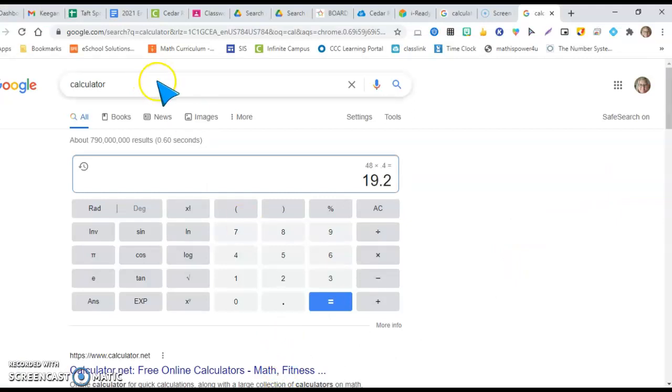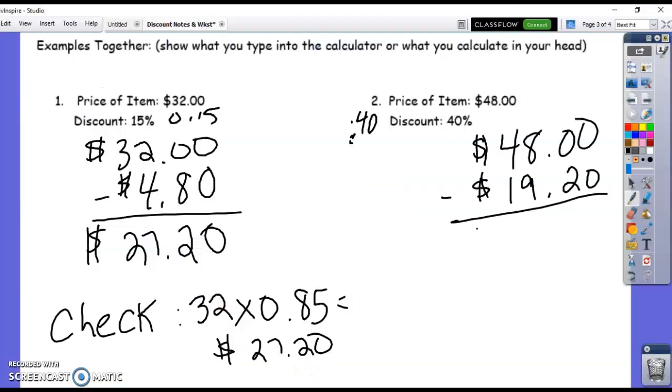So I'm going to take my $48 minus my discount of $19.20. And I get $28.80 as my price. Now remember, all of these are before tax, so we'd probably have to add tax in here for most of this stuff, but we're just working on discounts right now.